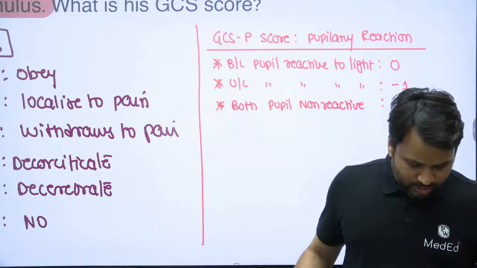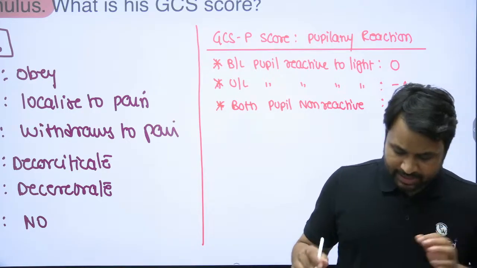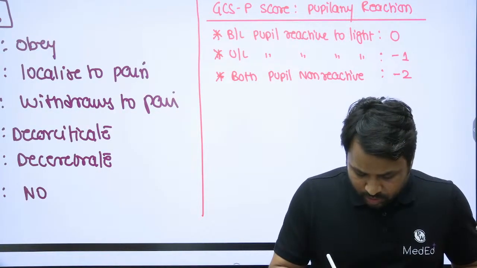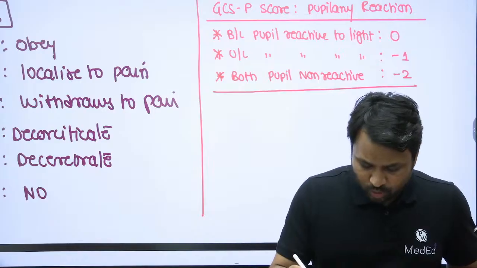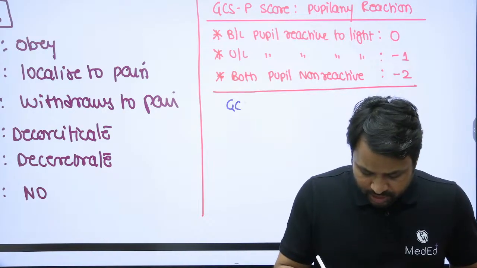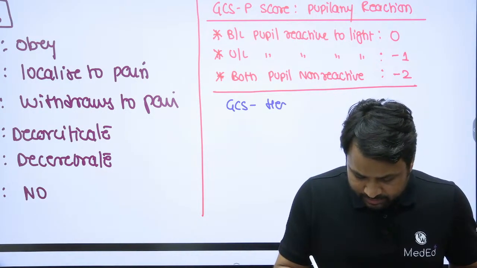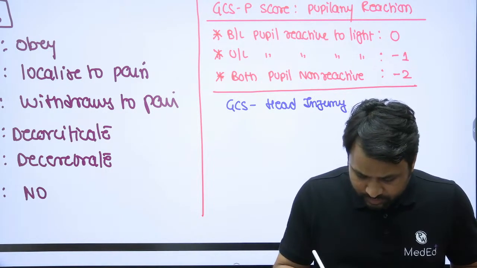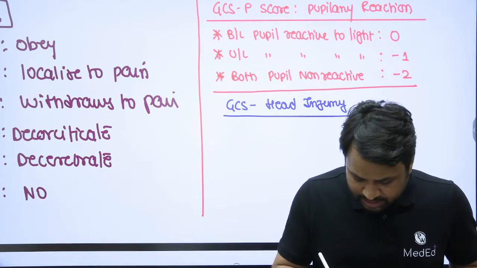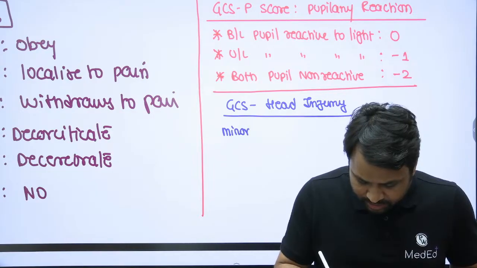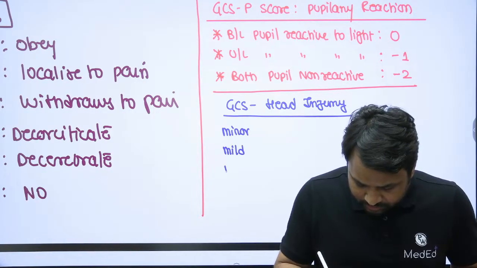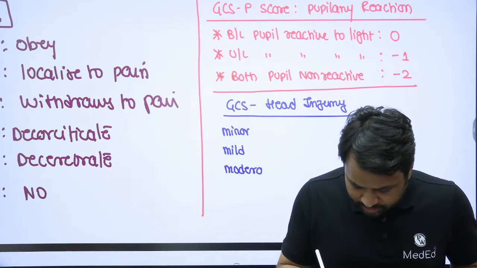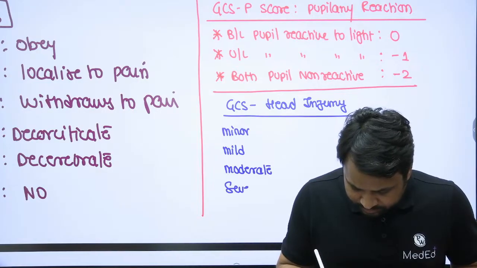Okay. Beyond this, what else can they ask you? They can ask you, based upon the GCS score, what is the head injury classification? We call it the GCS head injury classification. So in this GCS head injury classification, we have the minor head injury, then you have mild, then you have moderate, and then you have severe.